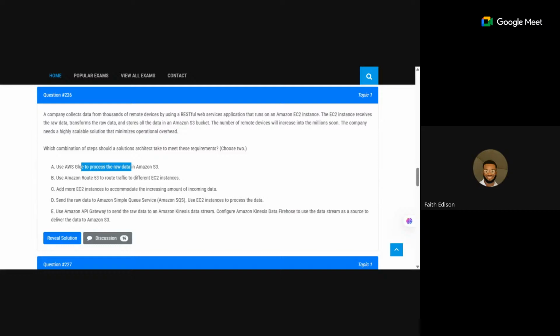Glue will transform the data, and then, okay, let's see. I think these two, because it already says choose two, and these two already give good answers.